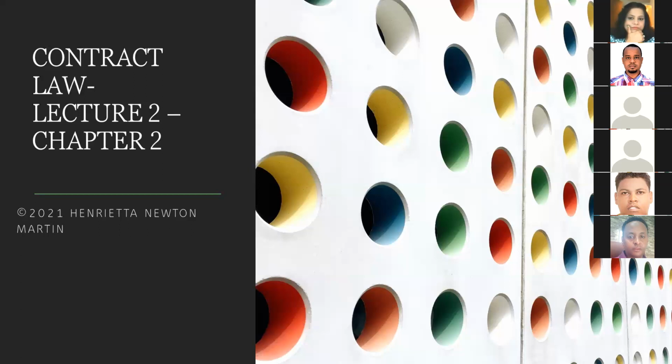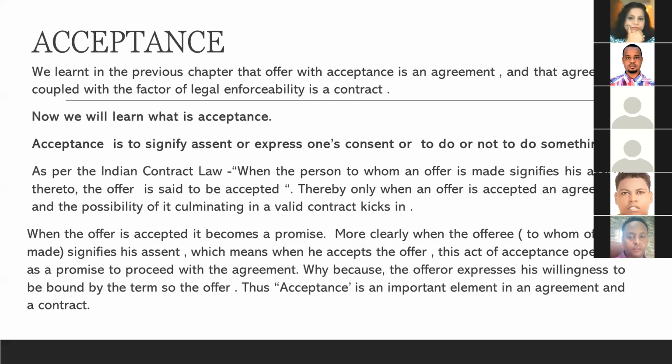So therefore, the major requirement of a valid and enforceable contract is that there must be an agreement, and that agreement must have two parties, the offeror and the offeree, and there must be a valid acceptance of that offer. So now, having set the perspective, let's study what acceptance is from the slides, and also see certain case laws and go through certain examples. So acceptance is to signify assent or express one's consent, to do or not to do something. That is in simple terms.